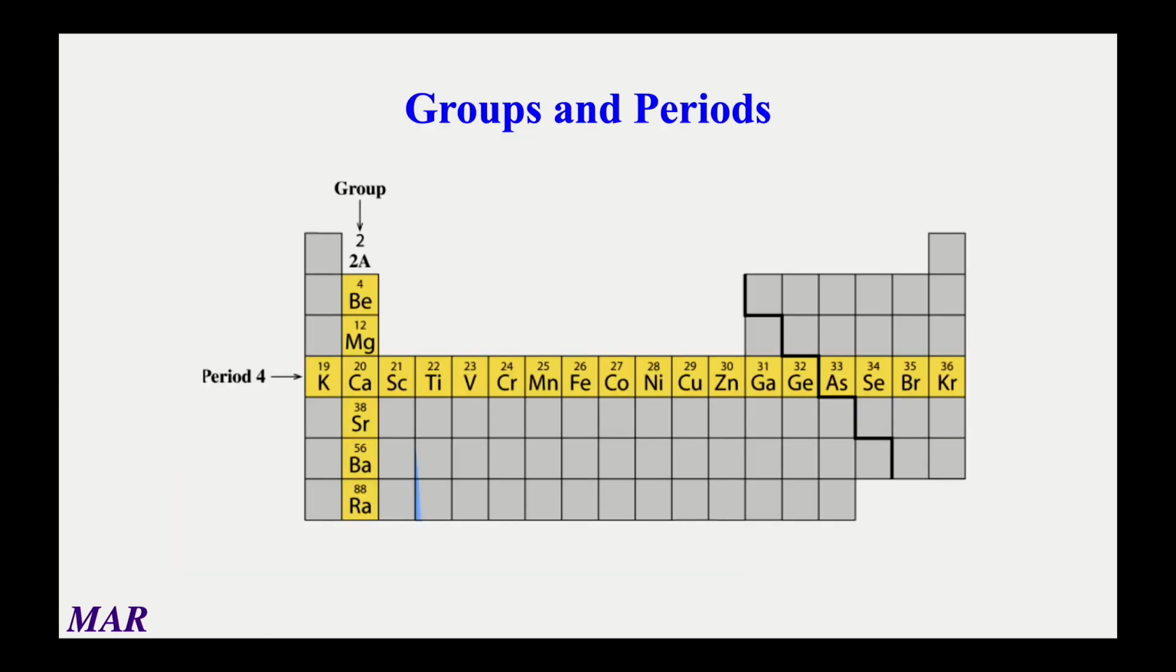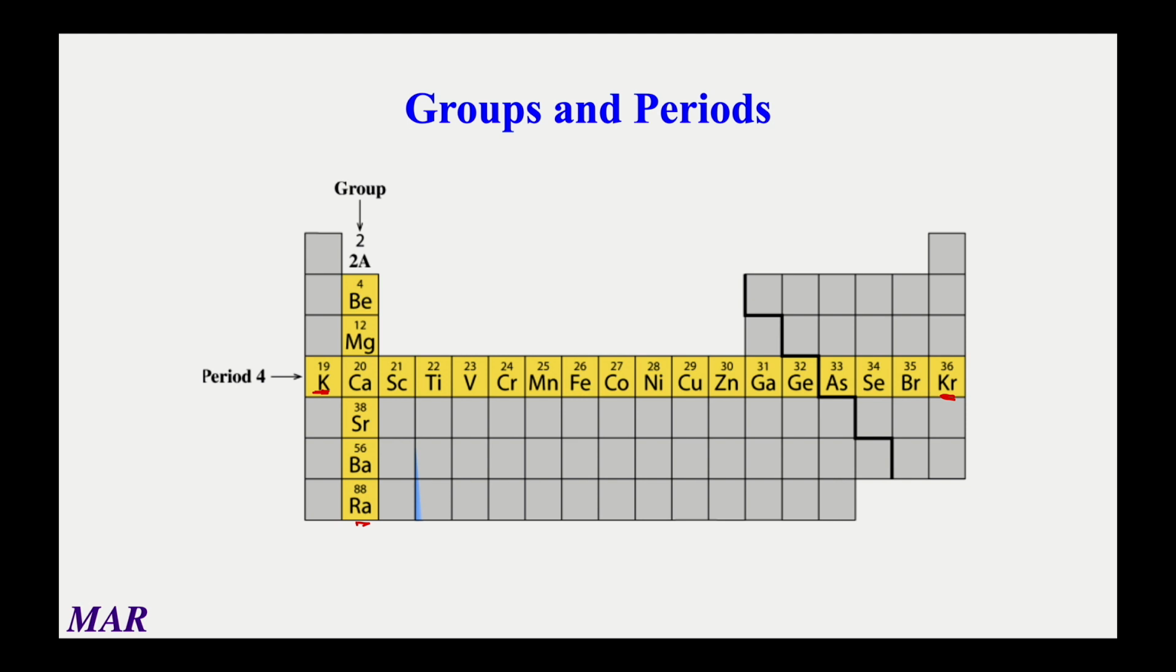Here's a better picture showing groups and periods. This is group 2A. It's starting with beryllium and going down to radium. Group 2A is called the alkaline earths. I'll talk about that later. This is a period. This is the 4th period. It starts with potassium and goes all the way over to krypton.